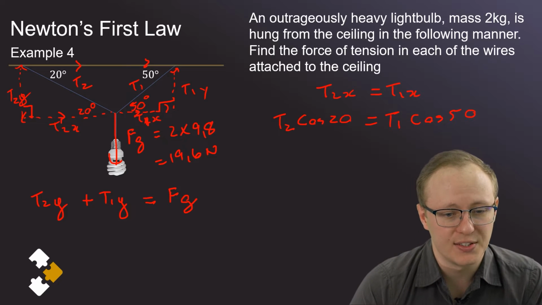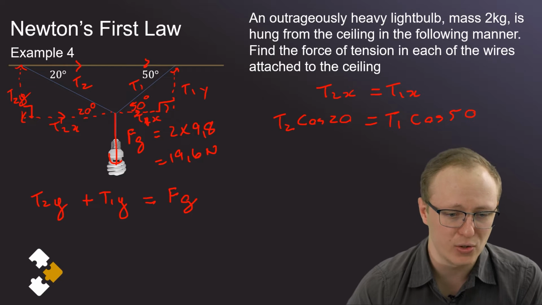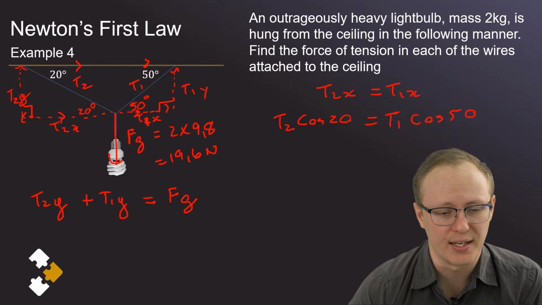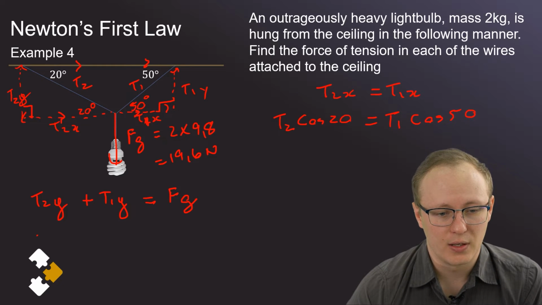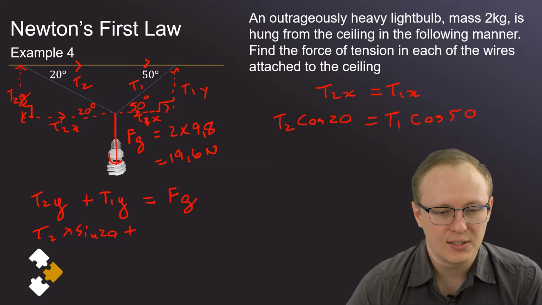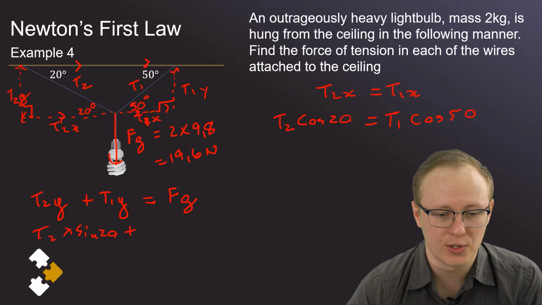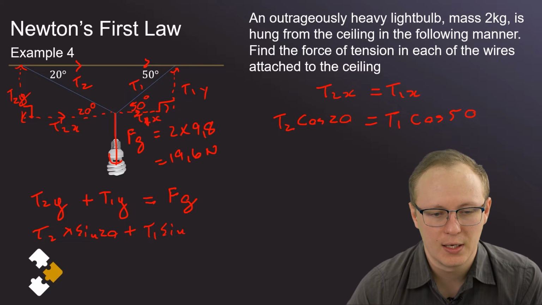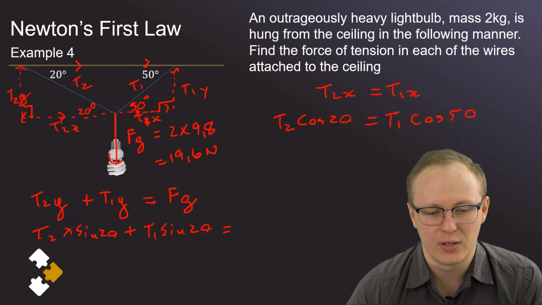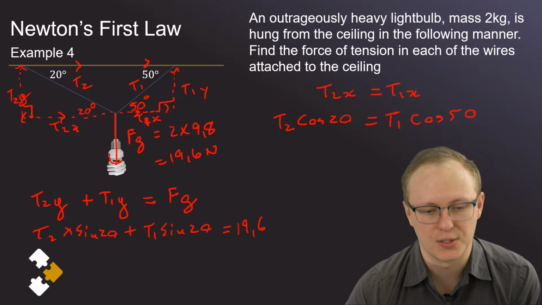Now I can do the same in the other equation. So T2y is now going to be opposite the 20-degree angle. So I'm going to get that T2 times the sine of 20, plus, and now for T1y we're also going to use sine, so that's going to be T1 sine 20. It's going to be equal to Fg going down, and I already found that to be 19.6.